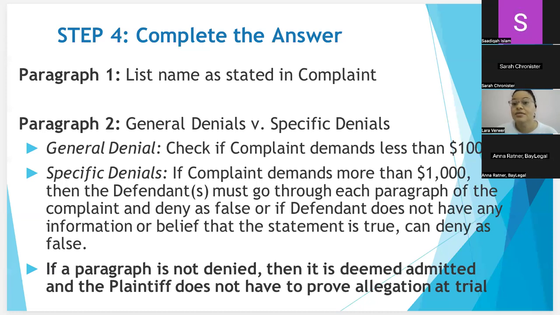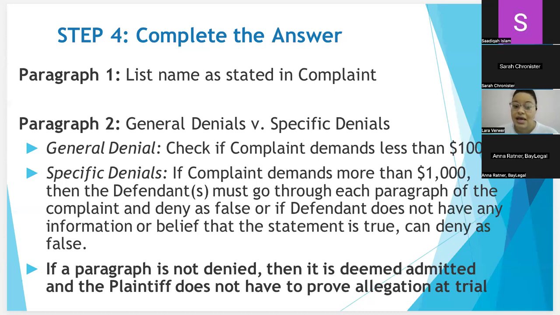In Santa Clara County, rents are very high, so it's more likely than not that the complaint will demand more than $1,000. If a complaint demands more than $1,000, the defendant does have to go in and list specific denials. So specific denials is where the defendant has to go through each paragraph of the complaint, and they can deny as false, or if they don't have any information or belief that it's true, they can deny it as false.